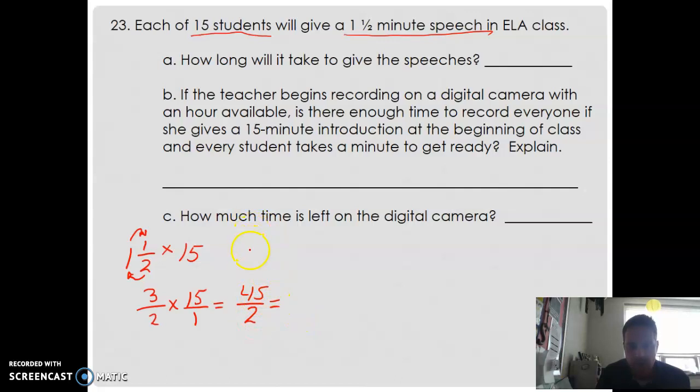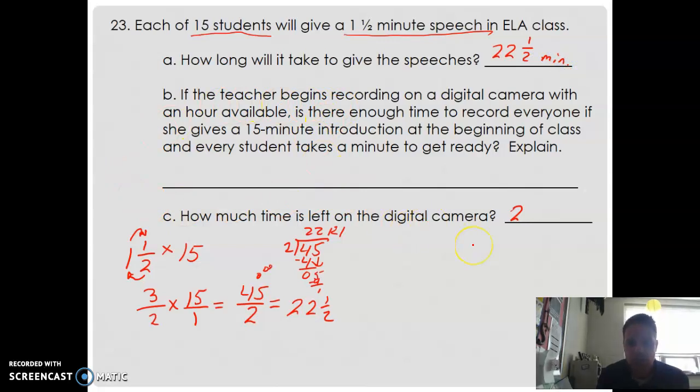2 goes into 45 how many times? So I could set up my think bubble here. 45 divided by 2. 2 goes into 4 twice. Bring down the 5. 2 goes into 5 2 times. And I'll get 22 remainder 1, so 22 and a half. Whoops, let's go up here. 22 and 1/2 minutes total.